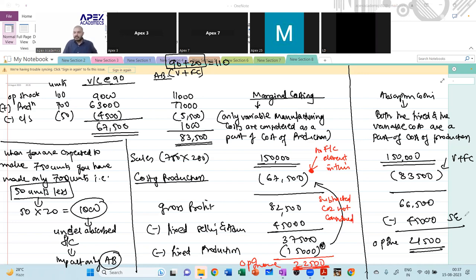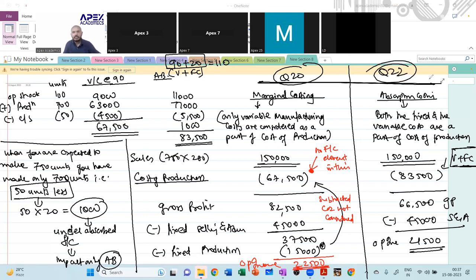And this was selling and admin. This was my GP. And this considers variable plus fixed. This is both those questions. This is your, I think, question number 20. And this is your question number 22. These are your answers. Very important. I think most important concept of today was this. Because somewhere you have to understand how this actually has to work. Are you guys with me on that? Yes or no? Yes, sir.